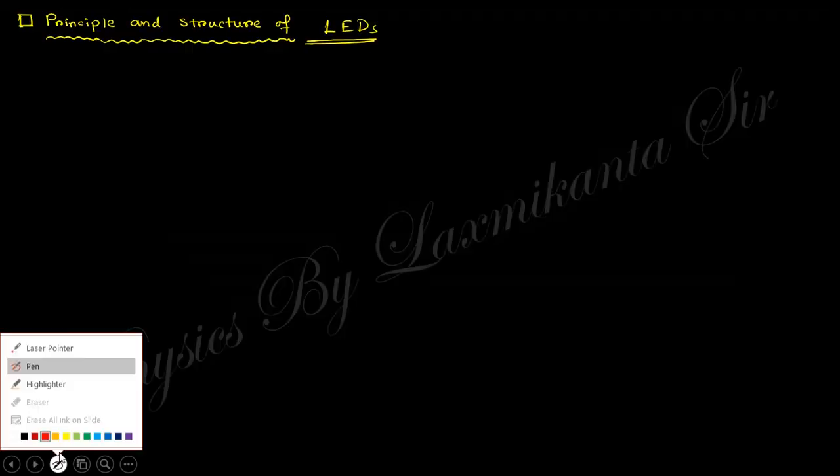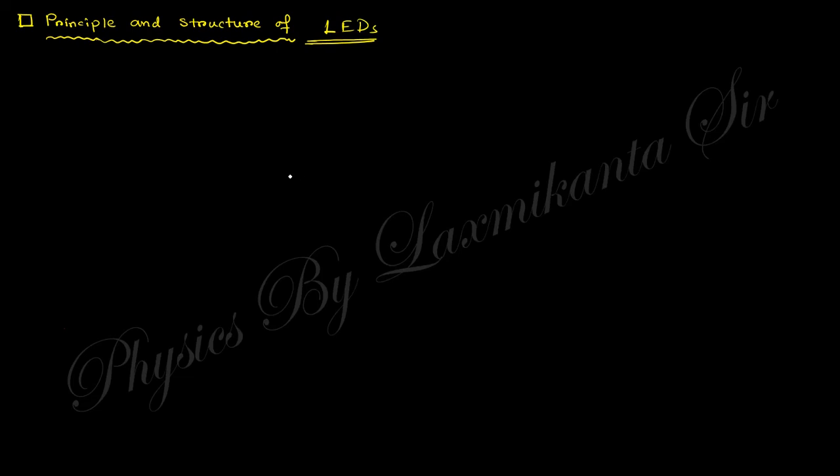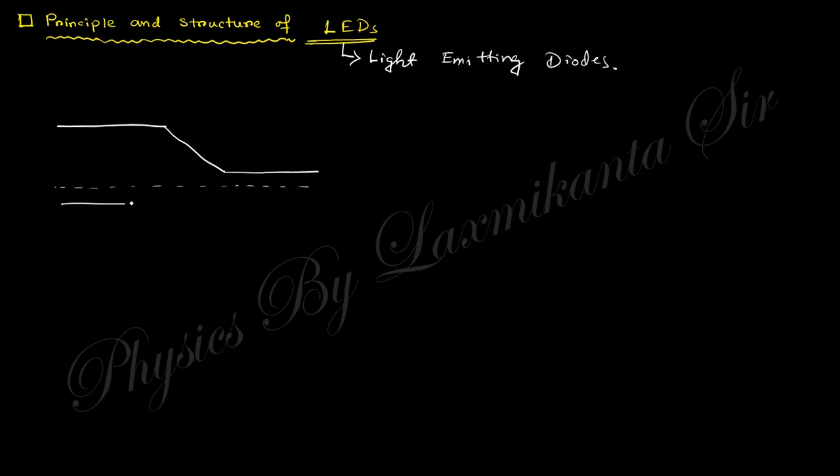Okay, so let's know about the LED. LED means light emitting diode. By the energy band diagram, we can explain these things very easily. This is the energy band diagram of a PN junction diode. If you attended the previous lecture, you know this very well. This is the P side and this is the N side.